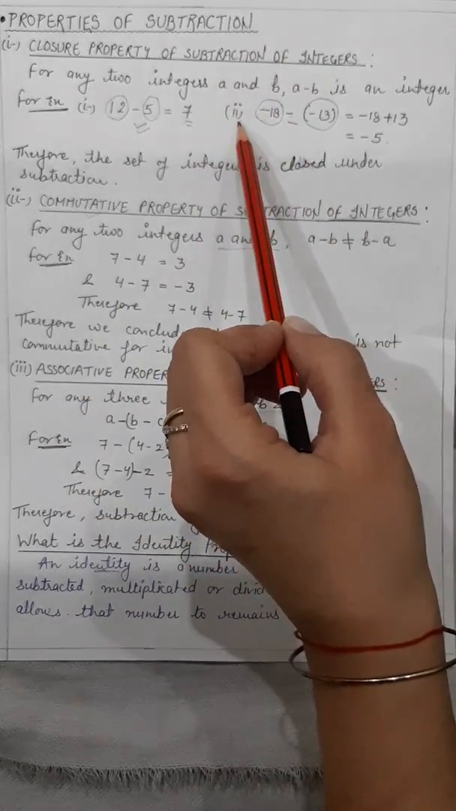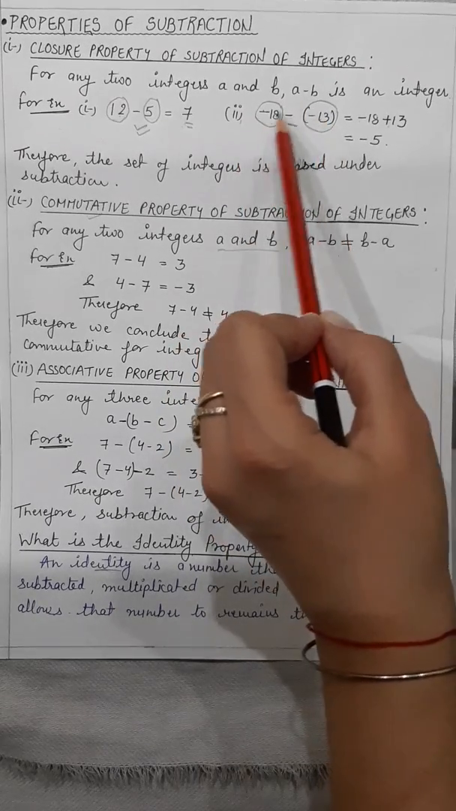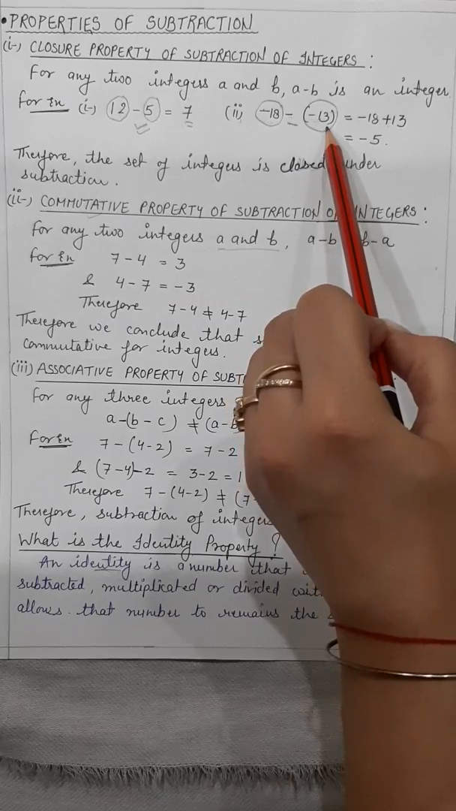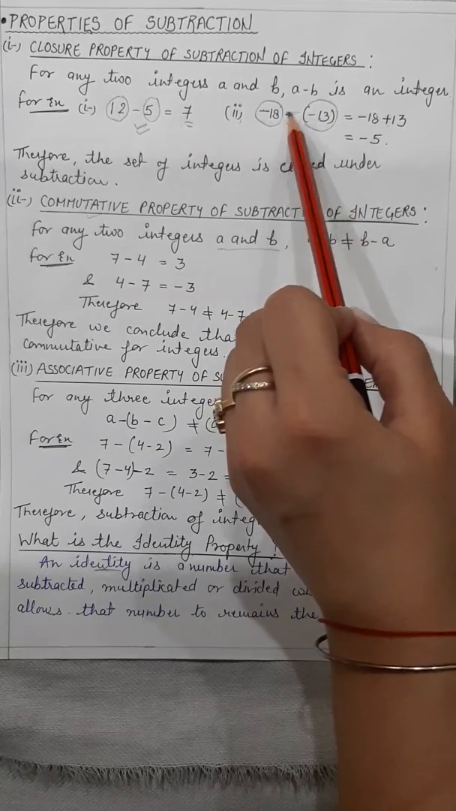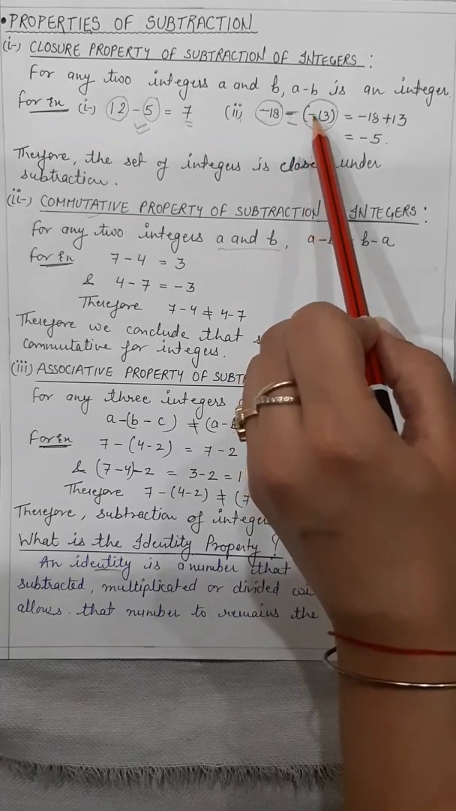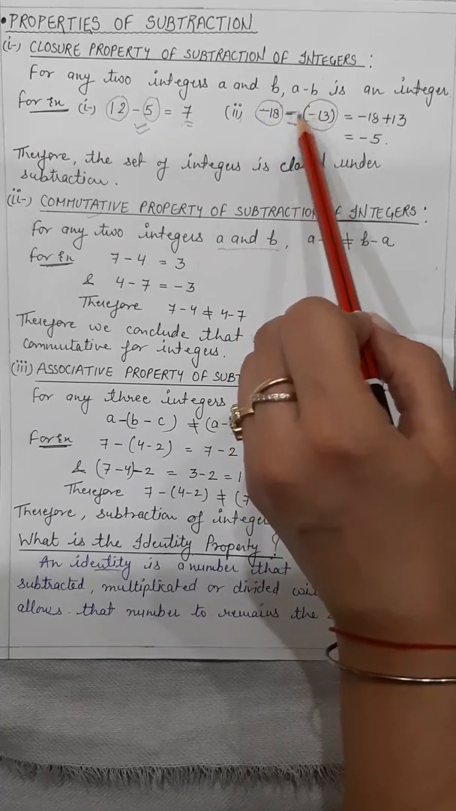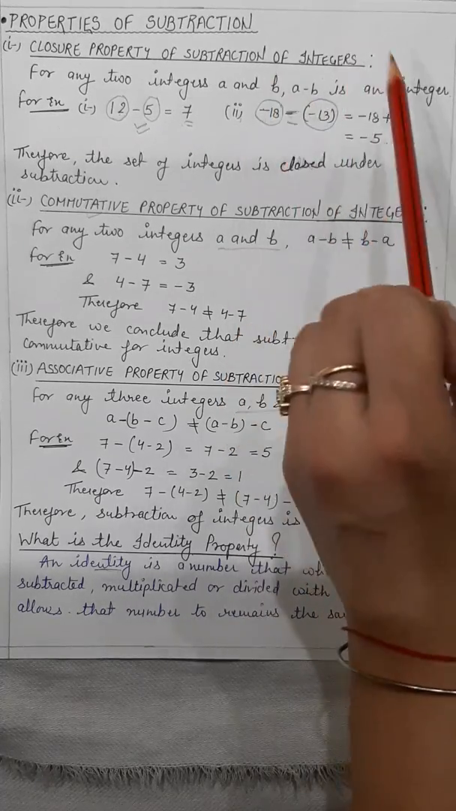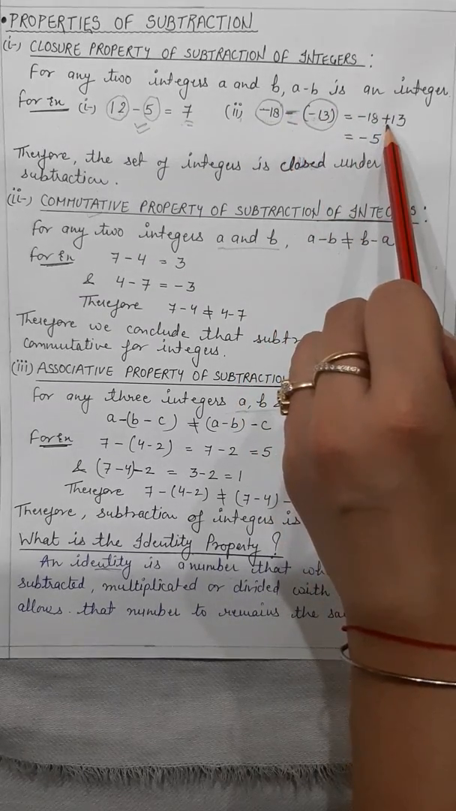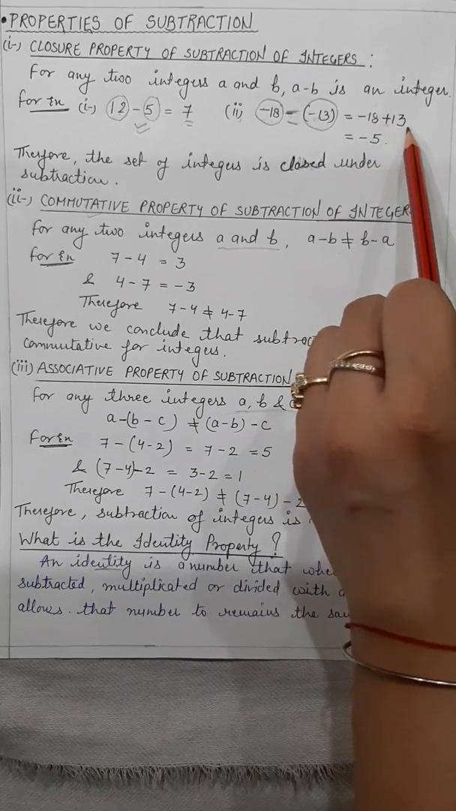Same as in the second part, I have taken two integers minus 18 and minus 13. If I subtract these two integers, first I have to change the sign, because two signs are coming together between the two numbers. Then first convert into a single sign. So minus minus becomes plus. So minus 18 plus 13.